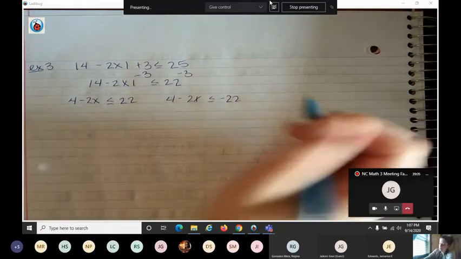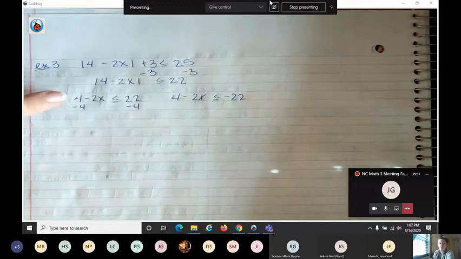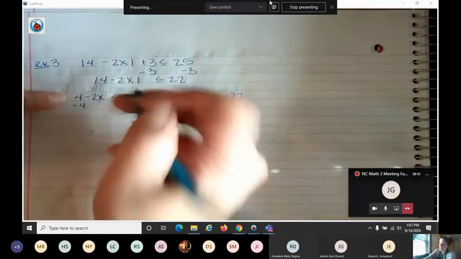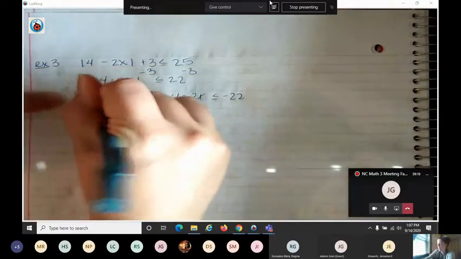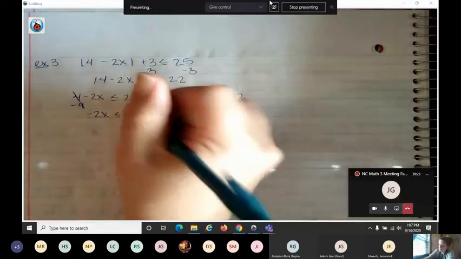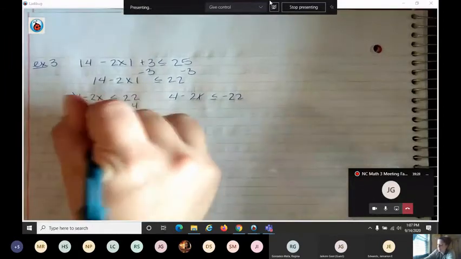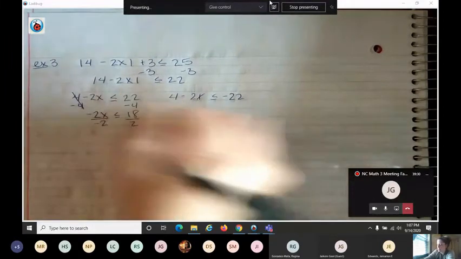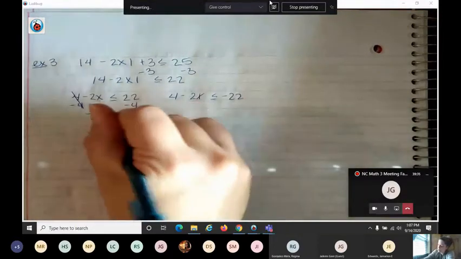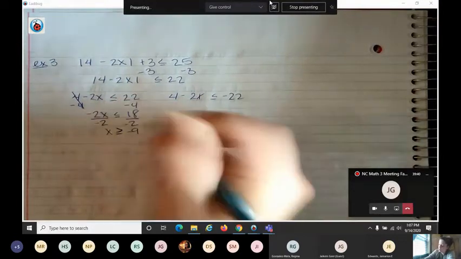So I'm going to first subtract 4 from each side over here, because the 4 is over here by itself and it's being added. The 4 is positive, so these cancel, and then I end up with negative 2x is less than or equal to 22 minus 4, which should give me 18. And now I need to divide by a negative number. When I divide by a negative number, I flip this sign. So I should end up getting that x is greater than or equal to -9.